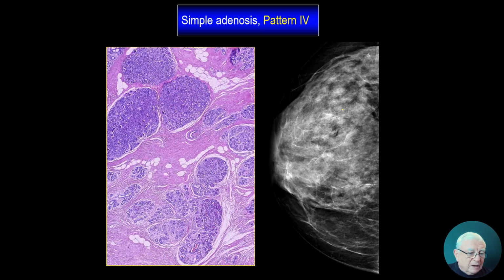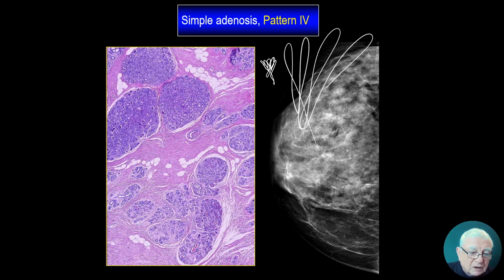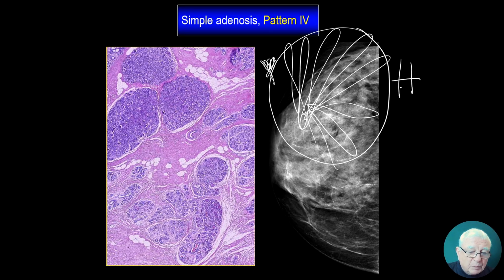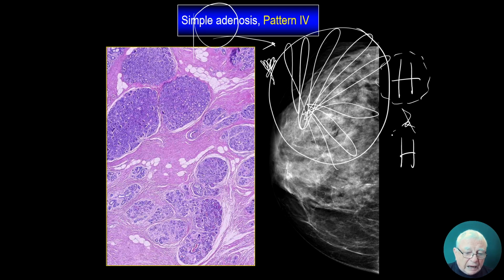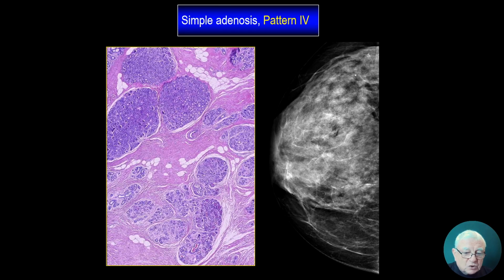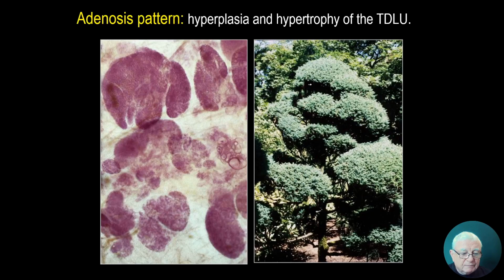Pattern 4. It's a simple adenosis pattern. What does adenosis mean? While a normal TDLU has 50 fingers, 60 fingers, this happens to have 120 or even more. So it becomes bigger, hypertrophy, and more means hyperplasia. What is simple adenosis? It is one of the hyperplastic breast changes, which is characterized by hypertrophy and hyperplasia of the terminal ductal lobular unit. And that's why you see these big snowflake-like radiopaque densities.